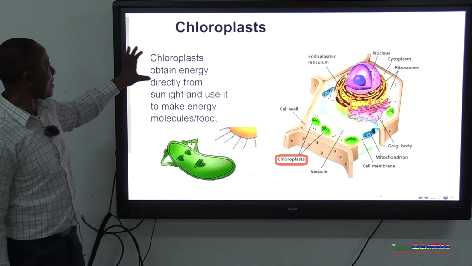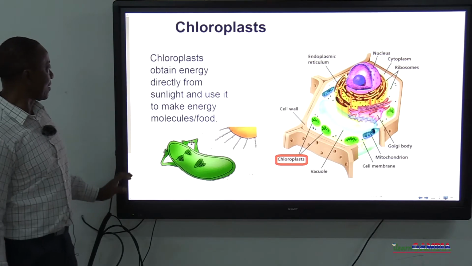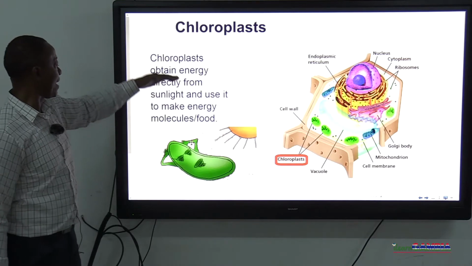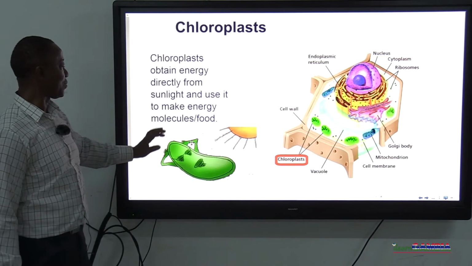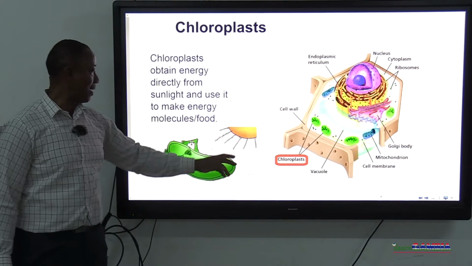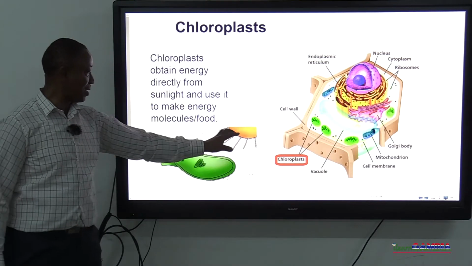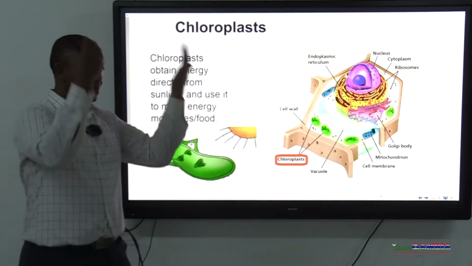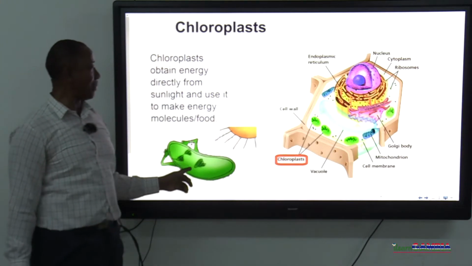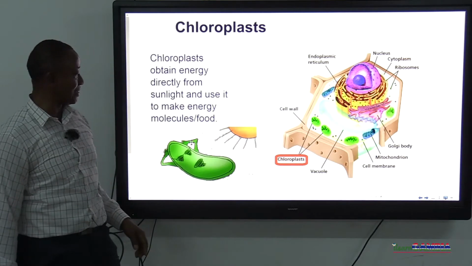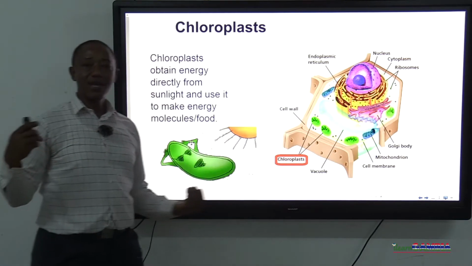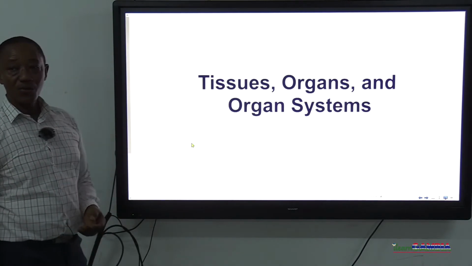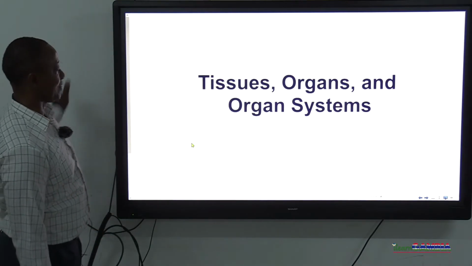Chloroplasts, they are concerned mainly with making food, okay? They obtain energy directly from sunlight and use it to make food. Here is a small cartoon showing the chloroplast, like when people relax at the beach, receiving sunlight energy. But for the chloroplast, it's going to use that energy to combine carbon dioxide and water so that food is produced.